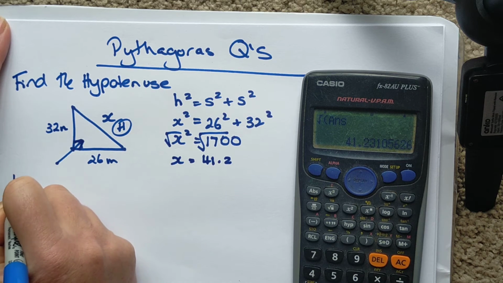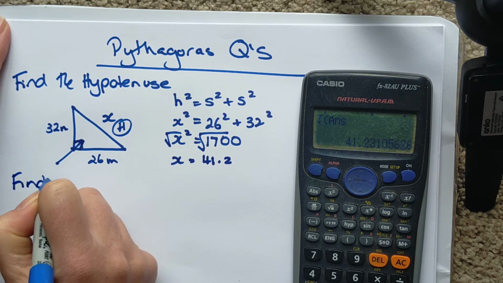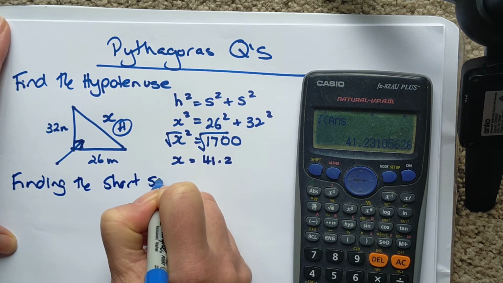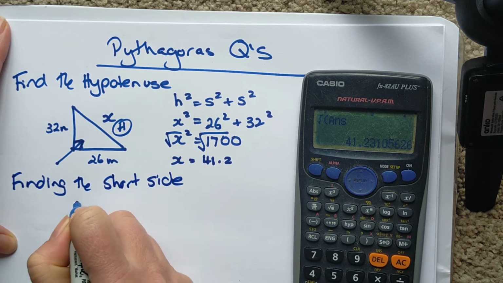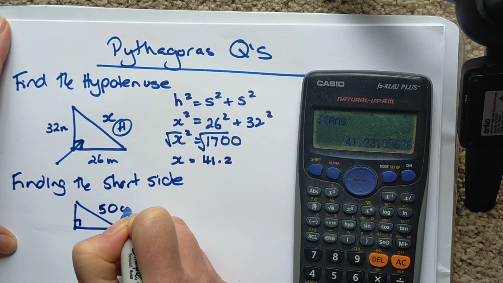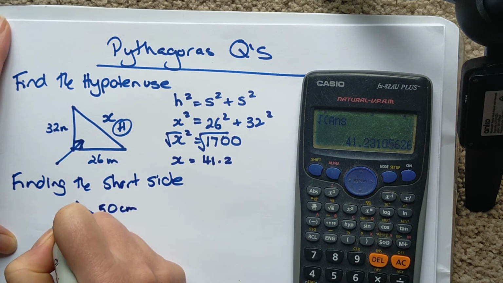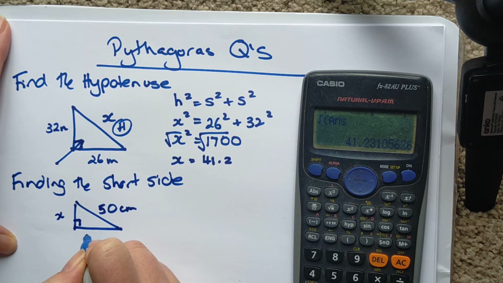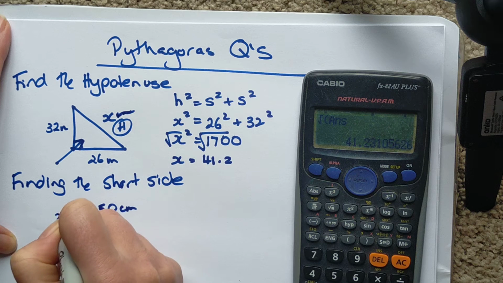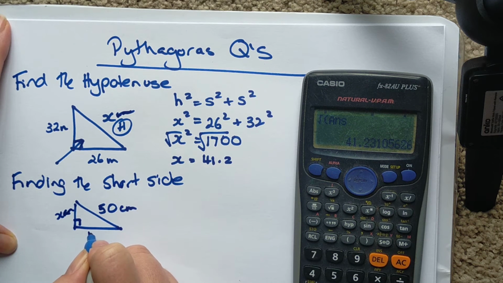Finding the short side will be any question where they give you the length of the hypotenuse and you have to find one of the other two sides. Whoops, that should have been meters. Well, that's the centimeters. Well, this can be 41 centimeters.